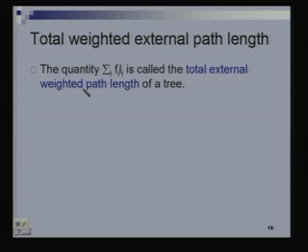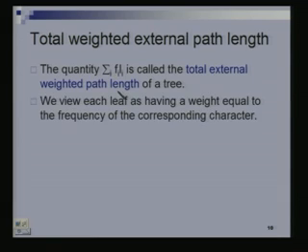Should be very easy to see why. External, because हम external nodes के ही बारे में बात कर रहे हैं, which are our leaves. उनकी path length क्या हुई? The length of the path from the root to the leaf, which is basically the number of levels. Weighted, why weighted? Because we are multiplying it by the frequencies. And why total? Because we are summing it up, right?